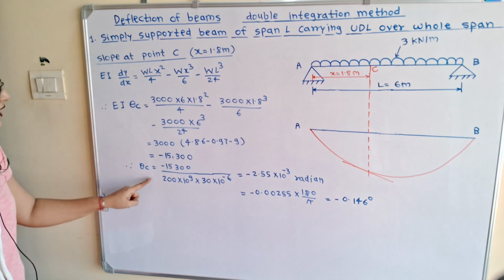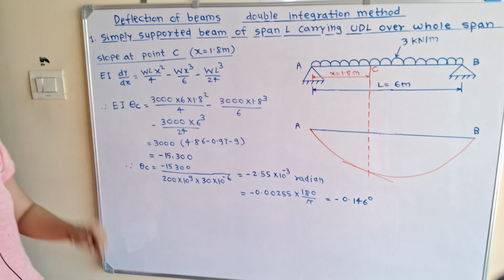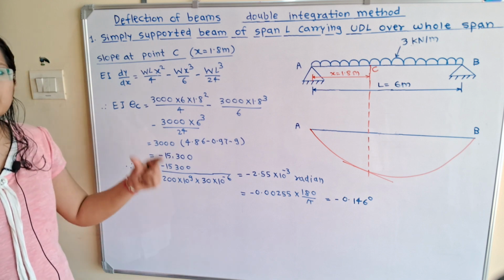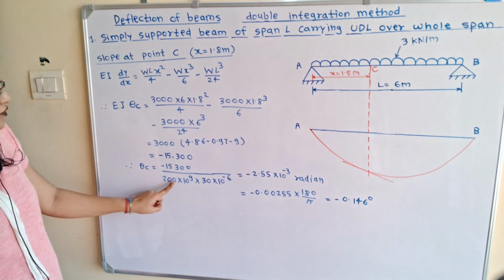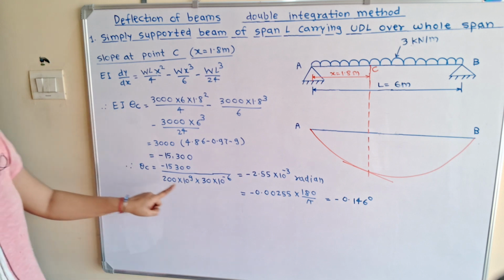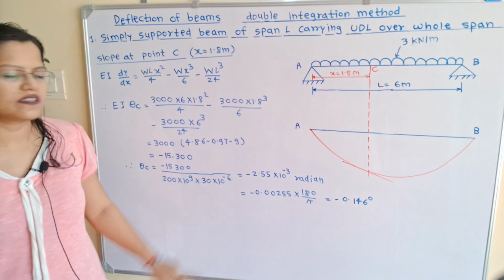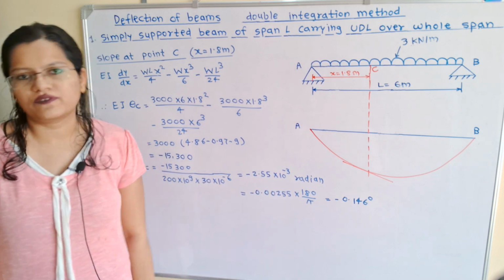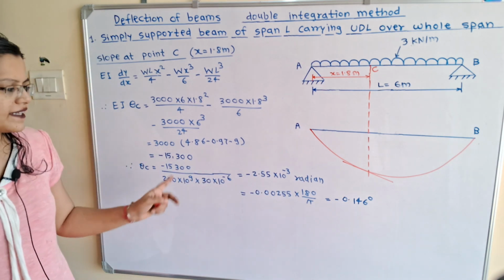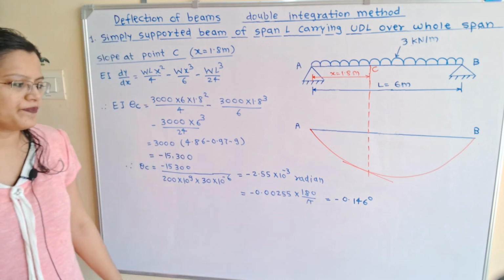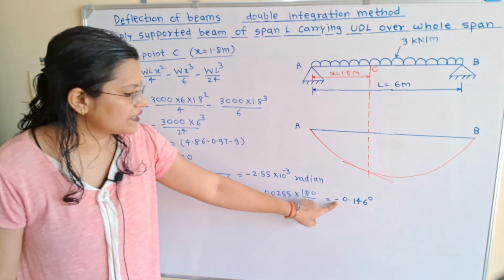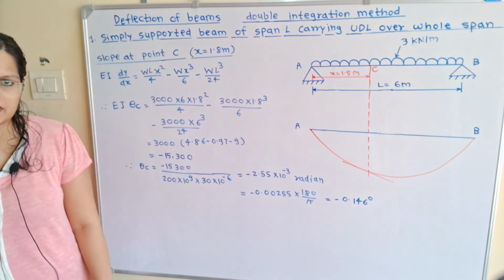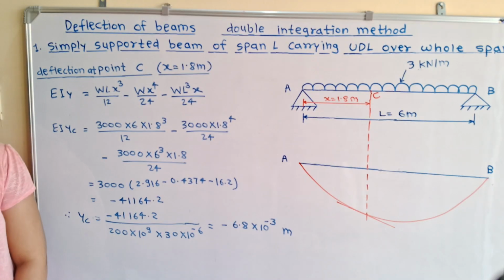Now we have to measure only the angle theta c, so we will divide it by E, that is the Young's modulus. It is given as 200 giganewton per meter square, so we will convert it into Newton per meter square, that is 200 into 10 raised to 9. And this I, that is the moment of inertia, is 30 into 10 raised to minus 6. When we calculate this, we will get the angle in radians. So we will convert it into degrees by multiplying with 180 by pi. Here we will get the answer with a negative sign. So this is minus 0.146 degree.